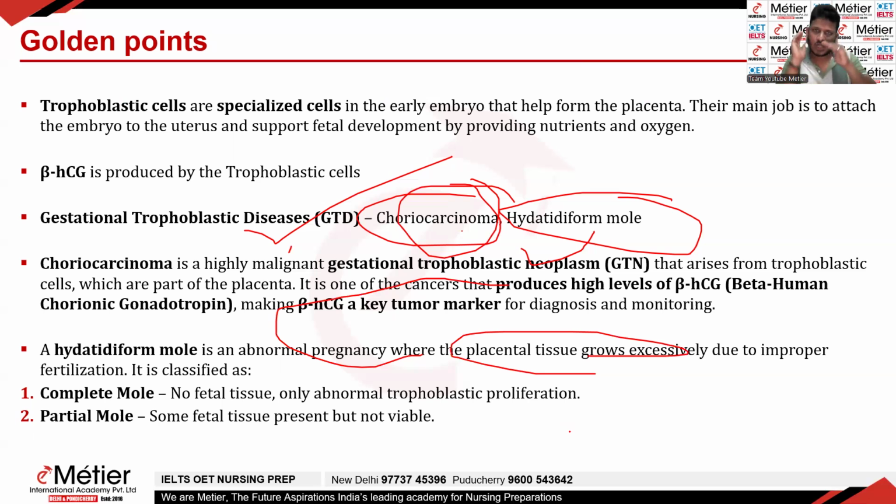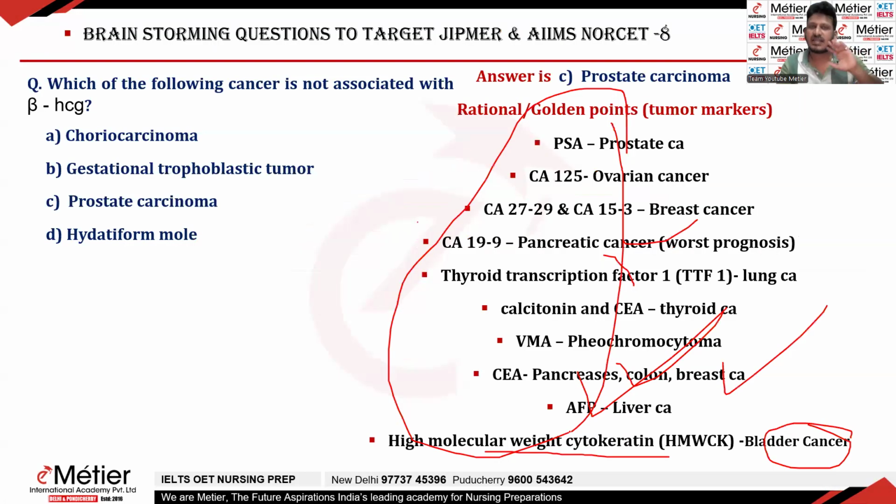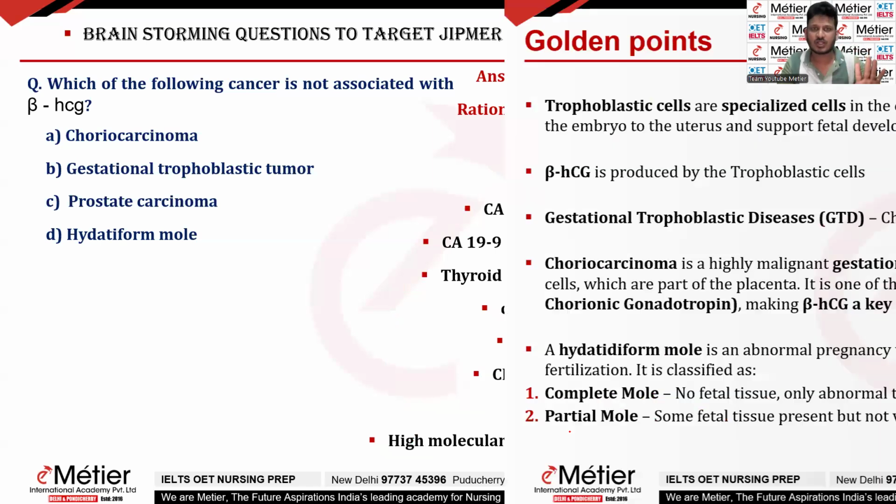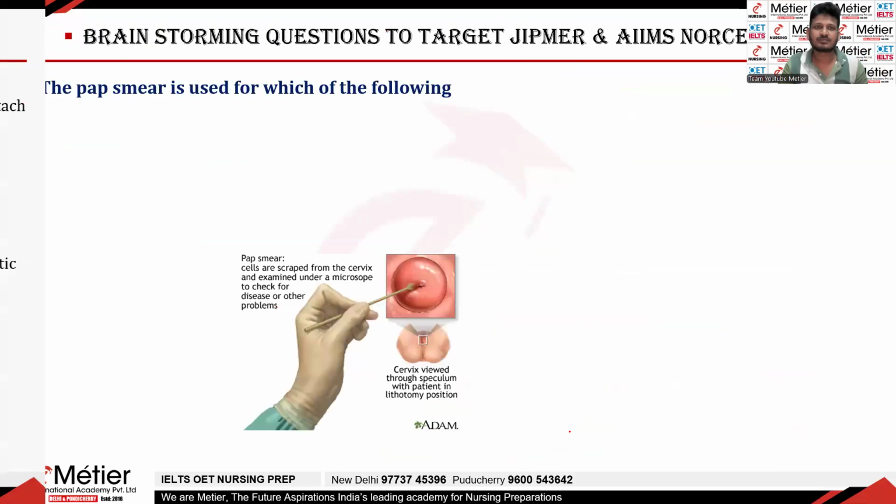So on the whole, hydatidiform mole is also from the trophoblastic cell. Choriocarcinoma is also from the trophoblastic cell, and gestational trophoblastic disease is nothing but choriocarcinoma and hydatidiform mole. So on the whole, everything is secreting what? Beta HCG. That's why these things are related to the question. And prostate cancer is not at all related to the question. That's why we selected option C. Hope now you understand the concept, right? Let's go to the next one.